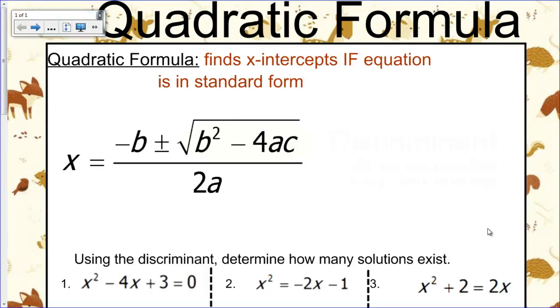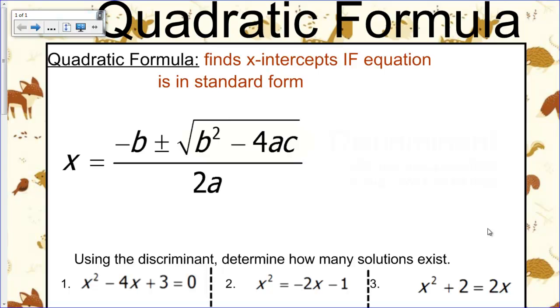You use the quadratic formula to find the x-intercepts or the solutions if your equation is in standard form. It's got to be in standard form before you can use the quadratic formula. Quadratic formula is best to use whenever the quadratic you're trying to solve doesn't factor, so you can't find numbers that work so that you can draw your box and plug in your factor, or when you don't feel like factoring.